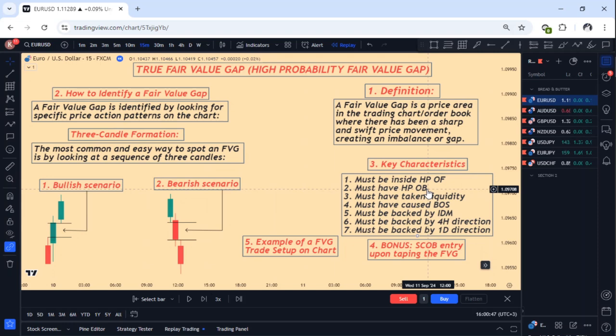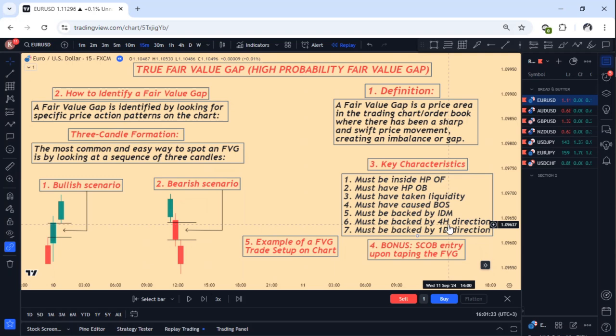And then it must have taken liquidity. Taking liquidity is different from being backed by IDM. I will explain in the chat. What do I mean? It must have caused a break of structure, and then, as you saw in the thumbnail drawing, it must be backed by IDM, and then it must be backed by 4 hours direction, and then it must be backed by 1 day direction.